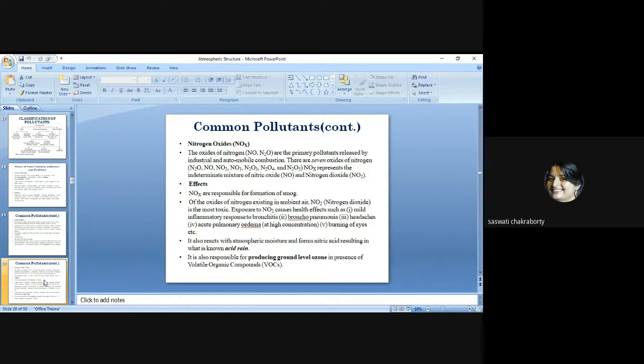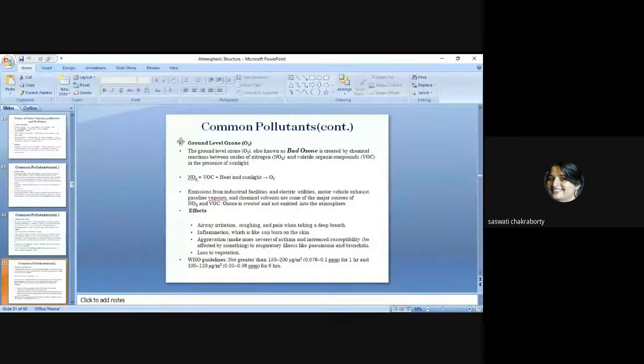And nitrogen dioxide not only forms smog but also affects the respiratory system. It causes acute pulmonary edema, irritates the eye, causes bronchitis, and again it is one of the components of acid rain. It forms ground level ozone on reaction with volatile organic compounds. This is nitrogen dioxide or oxides of nitrogen.